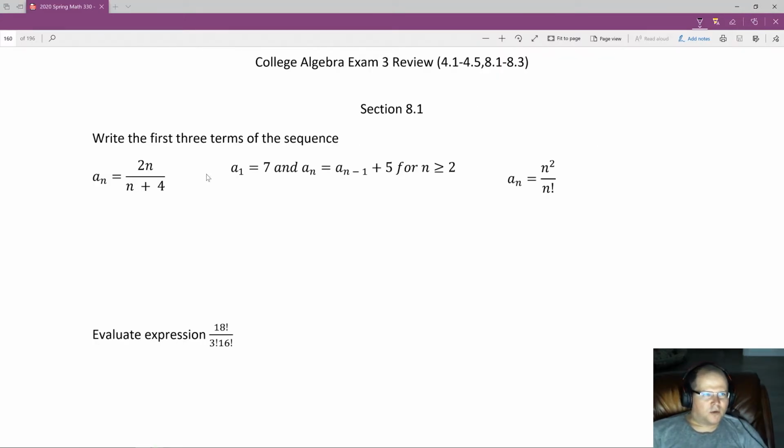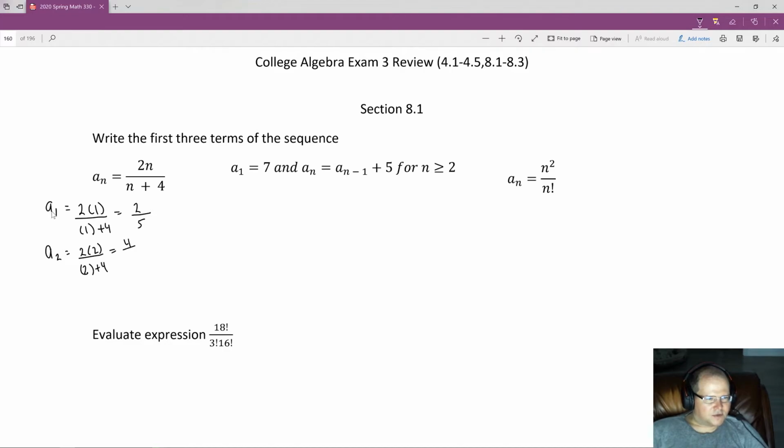Section 8.1. Write the first 3 terms of the sequence. The first term of the sequence is going to be 2n over n plus 4, n being 1, the first number of the sequence. So 2 times 1, which is 2, over 1 plus 4, which is 5. For the next term in the sequence, everywhere it has an n, now we're going to plug in a 2. So we say 2 times 2 over 2 plus 4.